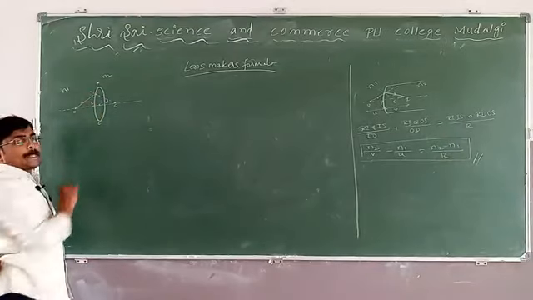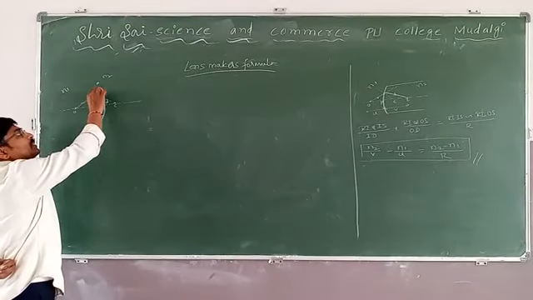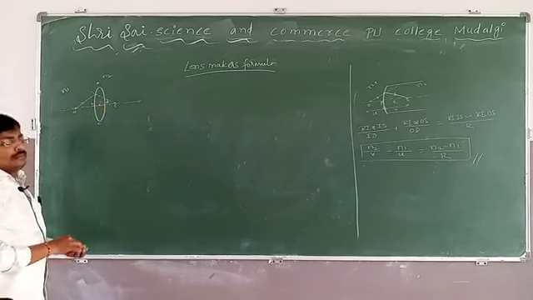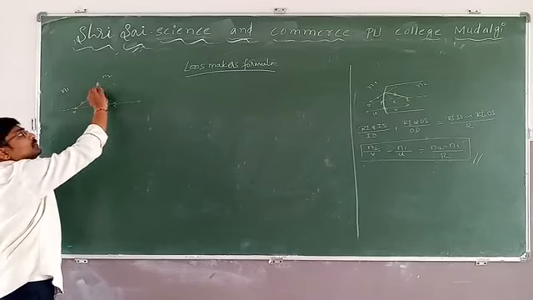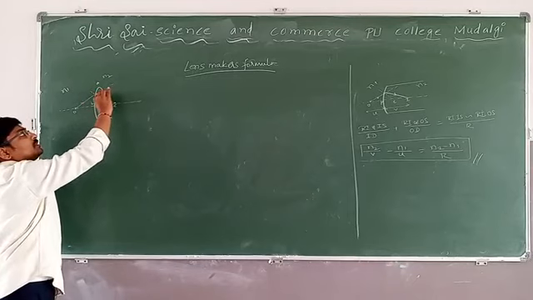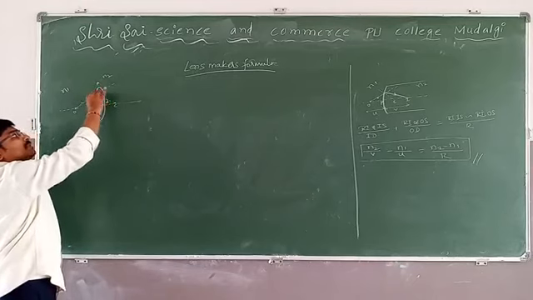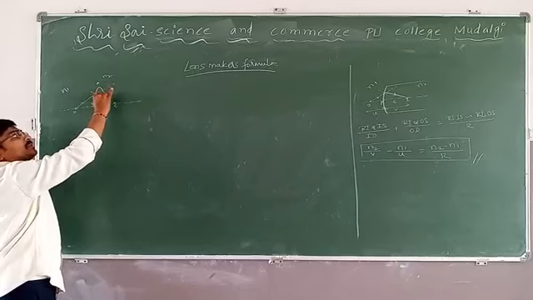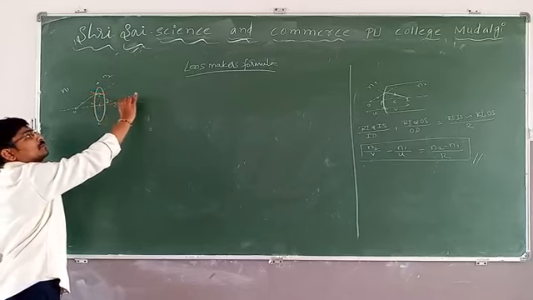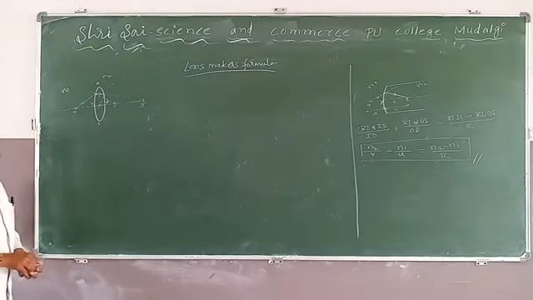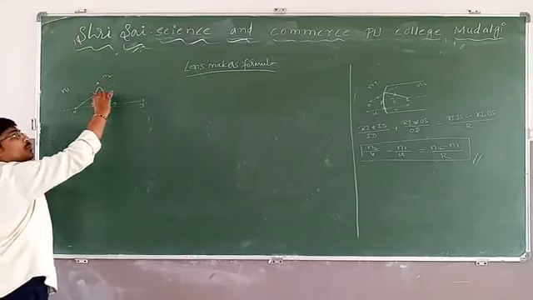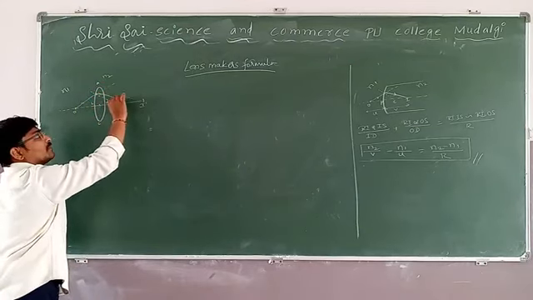See, if there is no ABC surface, the light will move in this direction, but because of this ABC surface, it refracts and is incident like this. The image will form at I dash, but because of this ADC surface, it refracts one more time and the final image will form at this point.